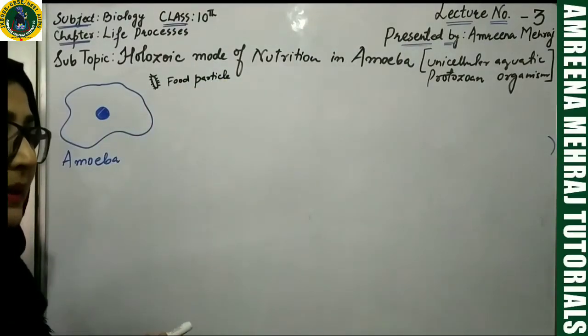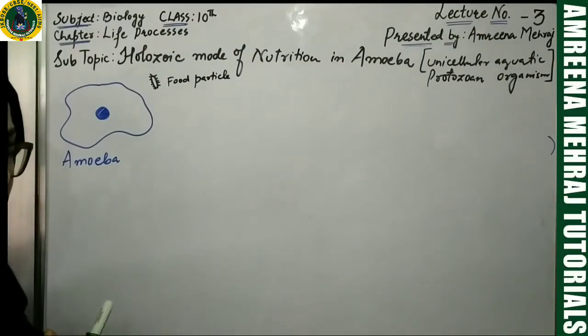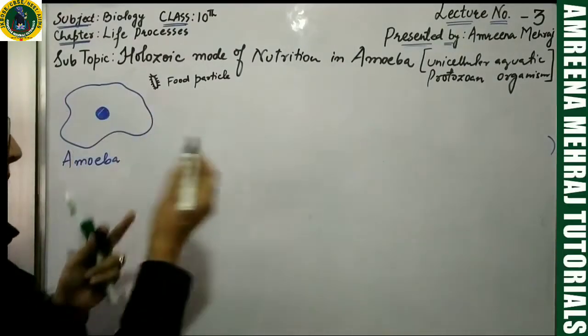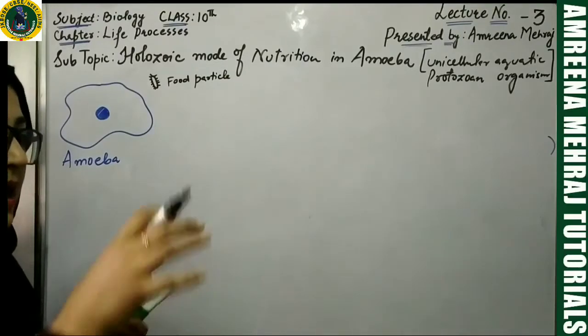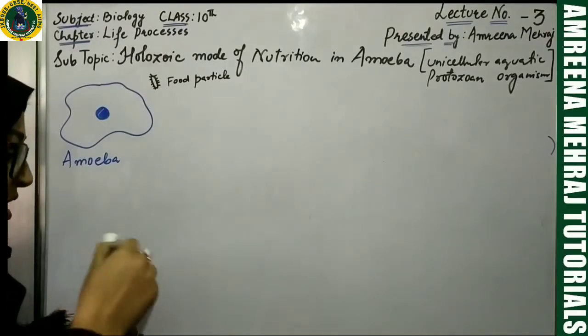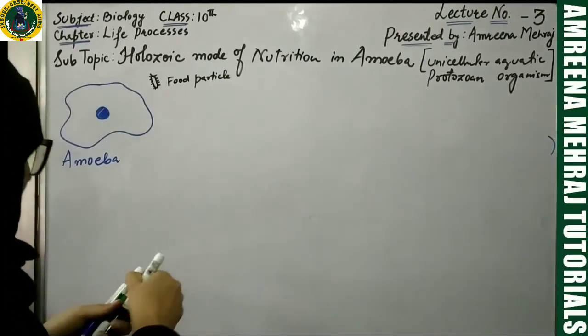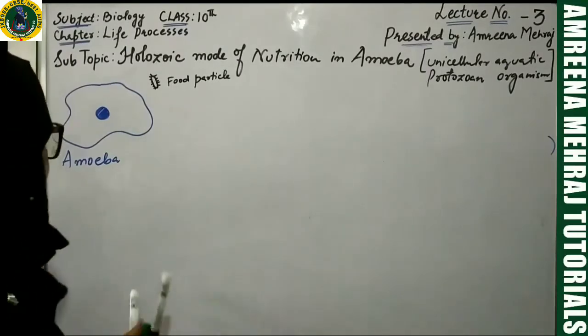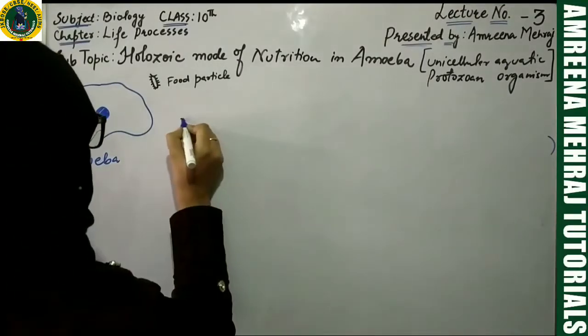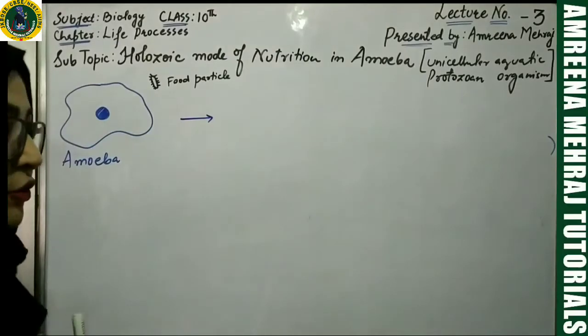Now, how will amoeba ingest the food? How will amoeba introduce this food particle into the body? Because amoeba doesn't have arms and hand and mouth. So amoeba follows a different strategy. Now look what amoeba will do. So amoeba will start moving towards the food particle.